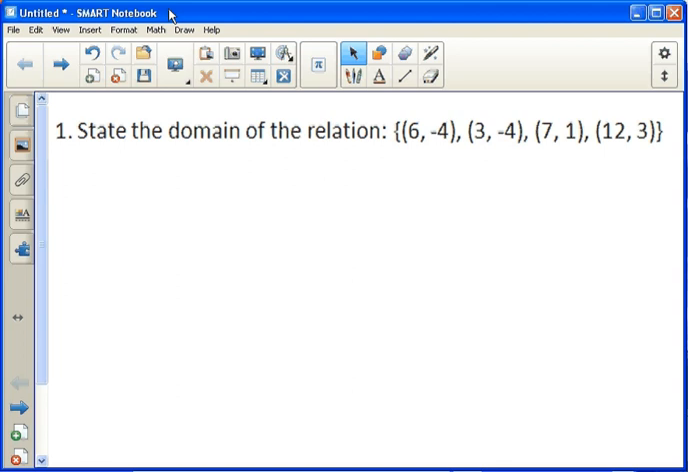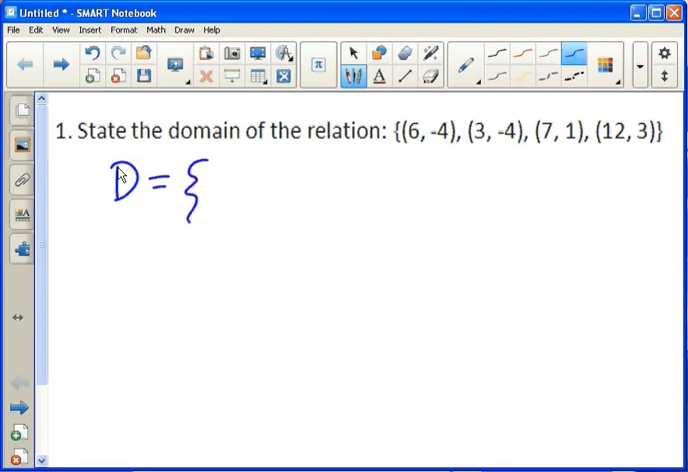This video goes through the review sheet for the Piecewise test in advanced functions and modeling. So first we have a question that says state the domain of the relation (6, -4), (3, -4), (7, 1), and (12, 3). Remember, domain is all the x's, so the domain would be 6, 3, 7, and 12.